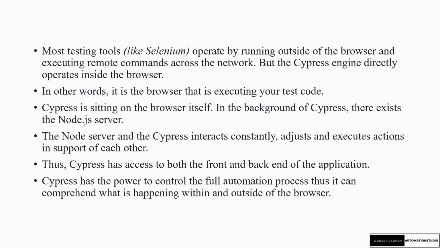So if you want to do API automation testing, we have a separate dedicated framework named REST Assured. But with the help of Cypress you can do API automation as well as front end UI automation. This is the power of Cypress. So Cypress has the power to control the full automation process. Thus it can comprehend what is happening within and outside of the browser.